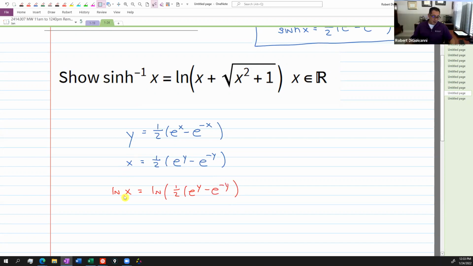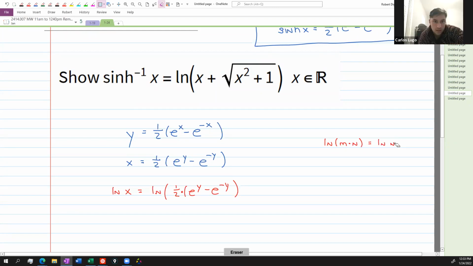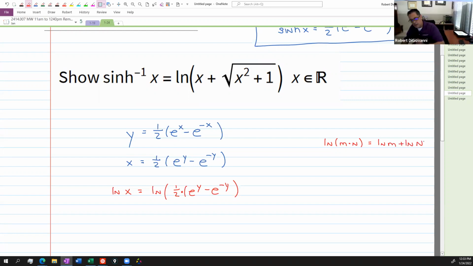Well, the left side is log of x, right? But on the right-hand side, I have a log of a product. Can you split a product up with logs? Remember the properties of logs. Log of, let's say, m times n. Can you split that up if you have multiplication? You can, right? There's a property: log of m times n. Products become addition of two logs.